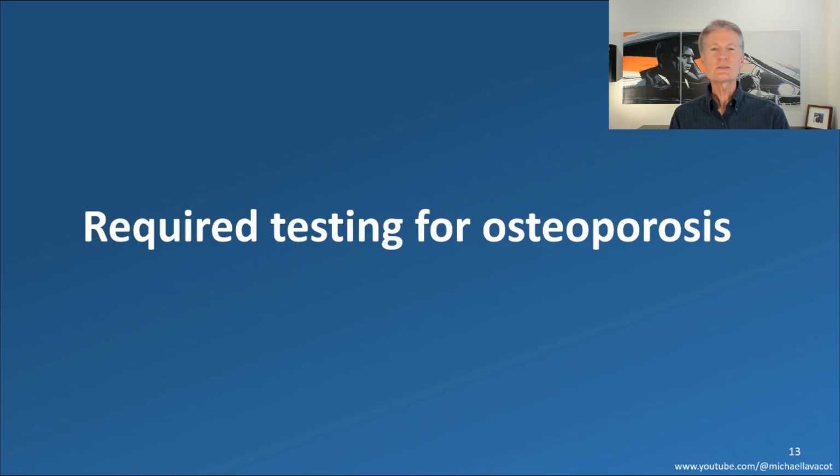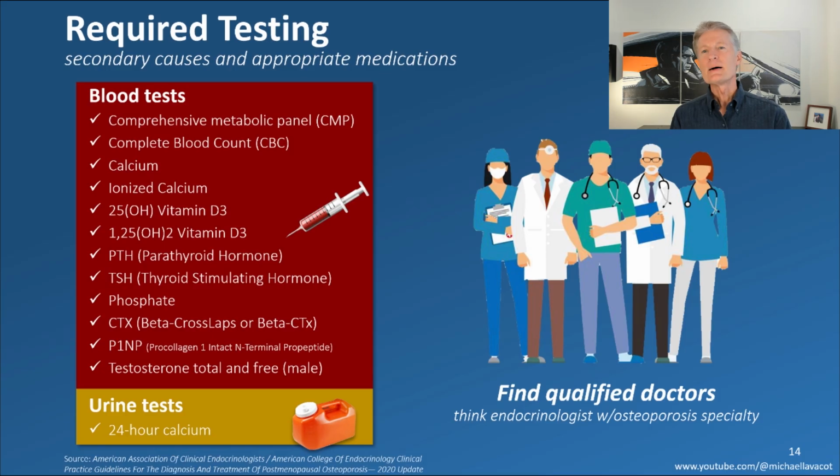All right, so let's talk a little bit about that required testing, looking for those secondary causes and looking for the appropriate medications to take moving forward. So I have a list of blood tests here and one urine test that you want to make sure you get done. I'm just going to go through these real quickly. Comprehensive metabolic panel, you're making sure your kidneys are working, your liver is working. This checks a lot of different minerals in your body.